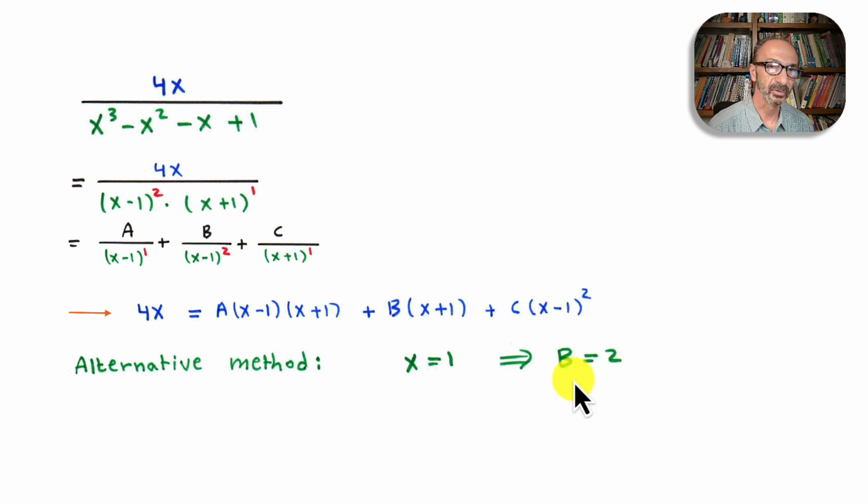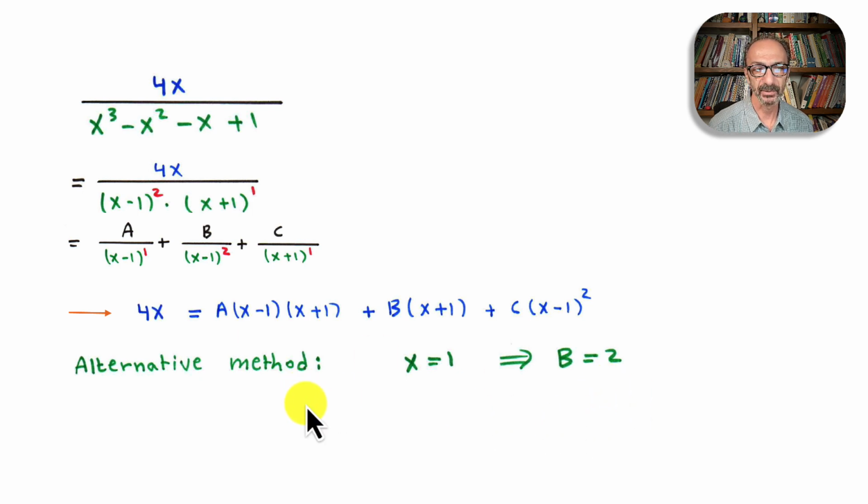You could double check before I move on. Take a look. Plug in 1. That's going to cancel. So this whole thing will cancel. This whole thing will cancel. What we have on the right is only the middle term, and we have this. 4 times 1 is 4. 1 plus 1 is 2. 2b equals 4. So b has to equal 2.